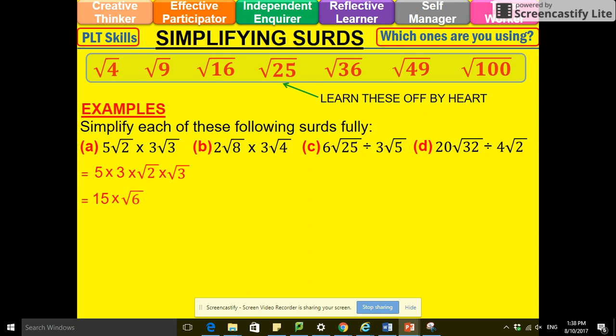There you go. And then on our next line, we take away our times sign because we don't have a times sign in our answer. So we're going to have 15 square root of 6. All right, let's do another one.